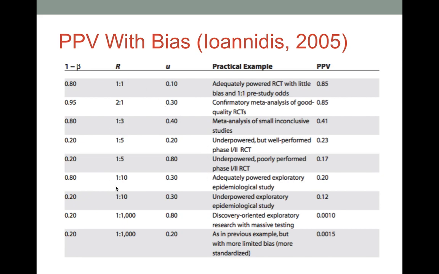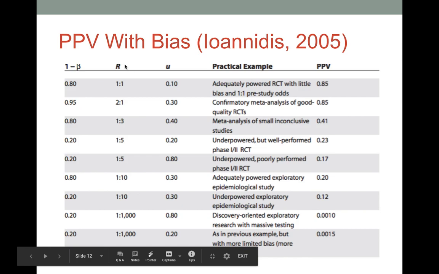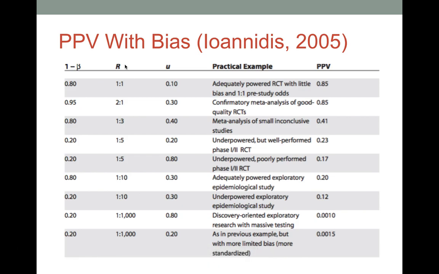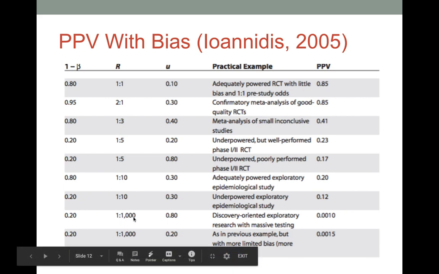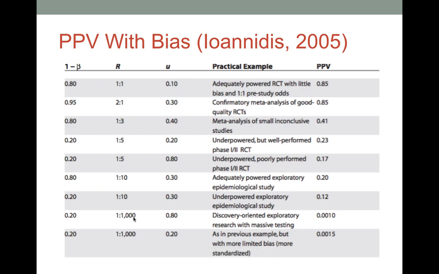In the Ioannidis paper, it uses a little different notation, but R is basically just the ratio of true associations to tests of associations that are not actually there, right? And so, for example, if we've got 1-to-1, that would say that for every true association, there's one test of a risk factor that's not associated with disease. So in our PREV notation for the prevalence, that would be 50% prevalence. And then it goes all the way down to 1 in 1,000 tests actually being true associations.